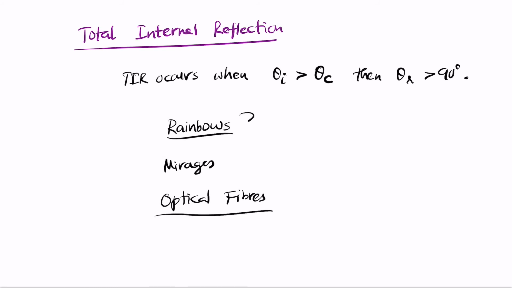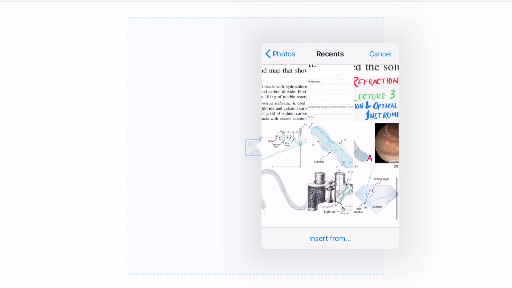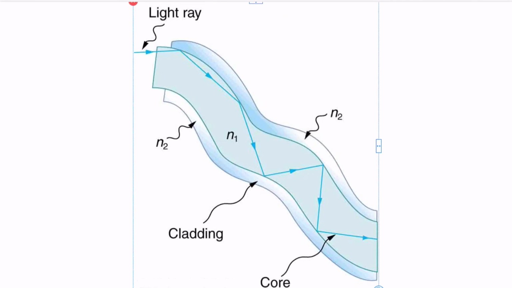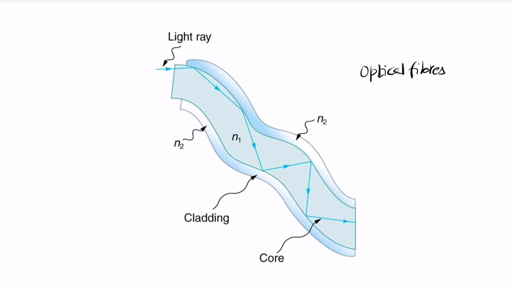Let's take a look at some examples of total internal reflection. So this is an example of how the light rays generally travel through an optical fiber. Where would you use optical fibers? The best example of an optical fiber is its use in laparoscopy. Wherever you see the term scopy, it basically means that you're inserting a tube into the body and looking at the inside of the body from the outside.